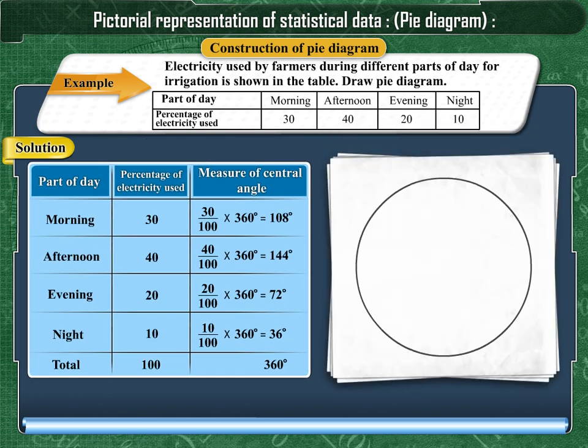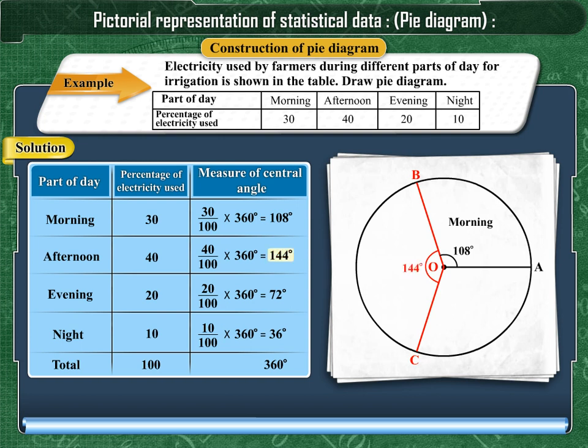First, we have to find the expenditure on each of the items if the total construction cost is ₹5,40,000. We know the formula. Measure of central angle theta is value of the item upon total value of all the items into 360 degrees. Therefore, central angle for cement is equal to expenditure on cement upon total expenditure into 360 degrees.